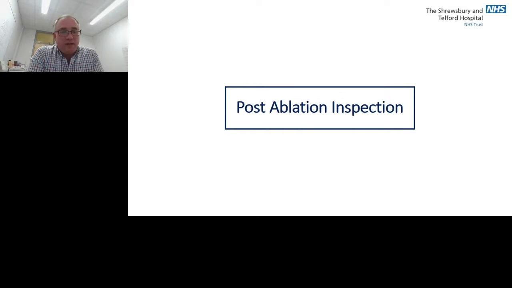After the ablation, we like to look into the cavity to make sure that we fully ablated the cavity, and also if we get good distension, it confirms that we haven't perforated the cavity anywhere. We've done lots of the procedures and we've not had any complications. And hopefully this video will play.